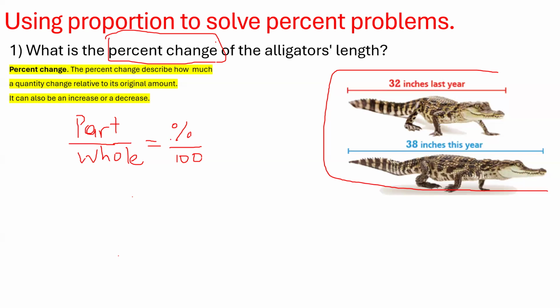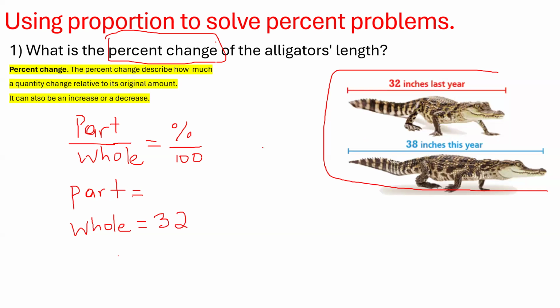We are going to use this percent proportion formula to find the percent change or the percent increase. In doing this, it's always good to write down what you are given based on the problem. This can help you to find what you don't know. Here in the problem, we are given the whole. What do we mean by whole? In this situation, the whole is the original value, what it was before it changed. So the whole here would be 32 inches.